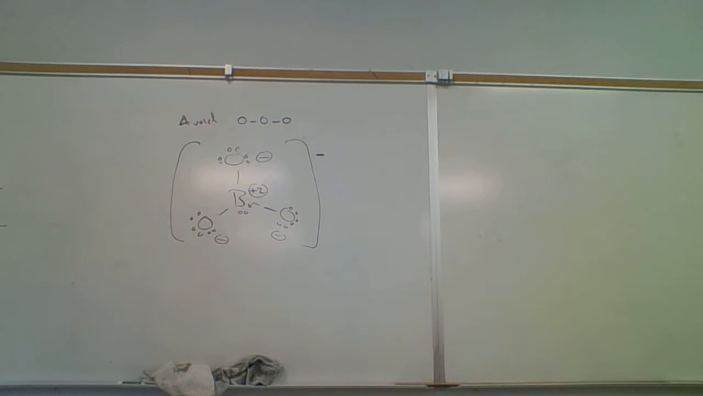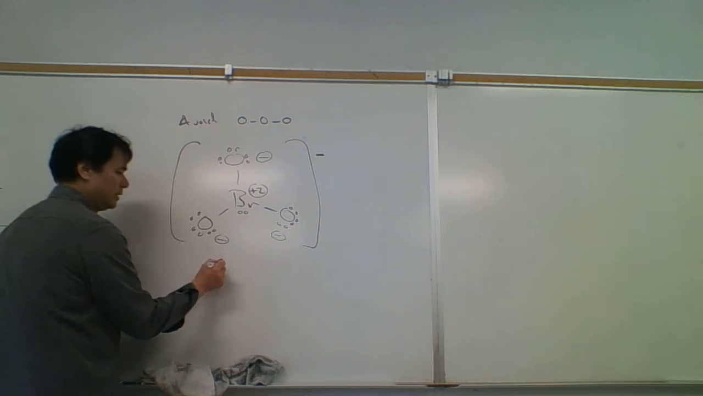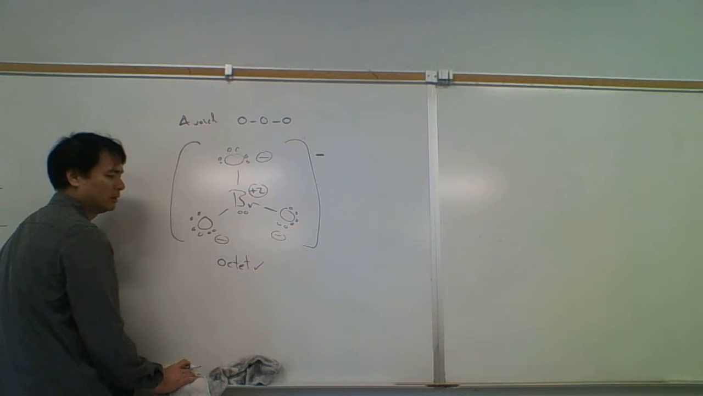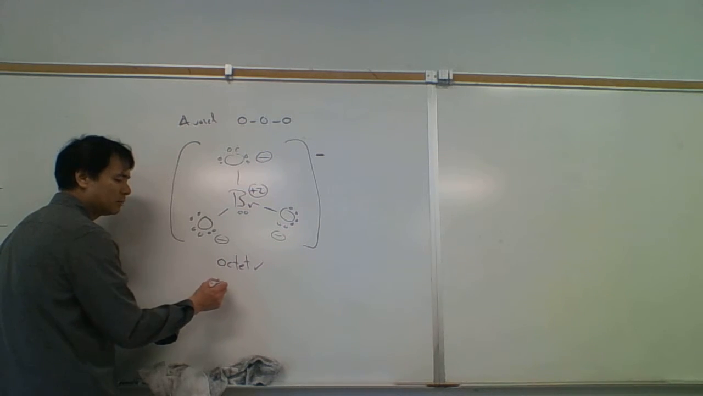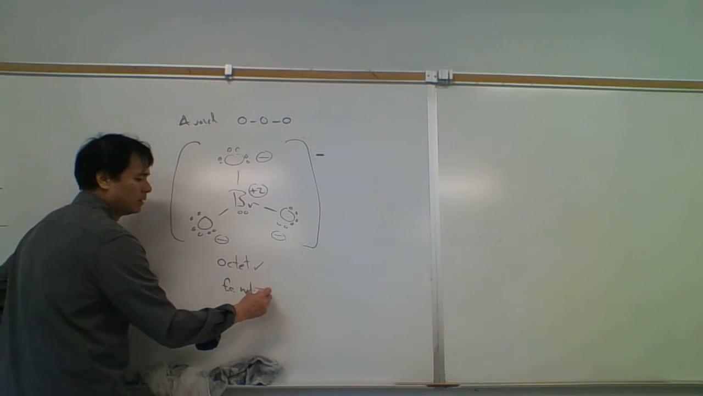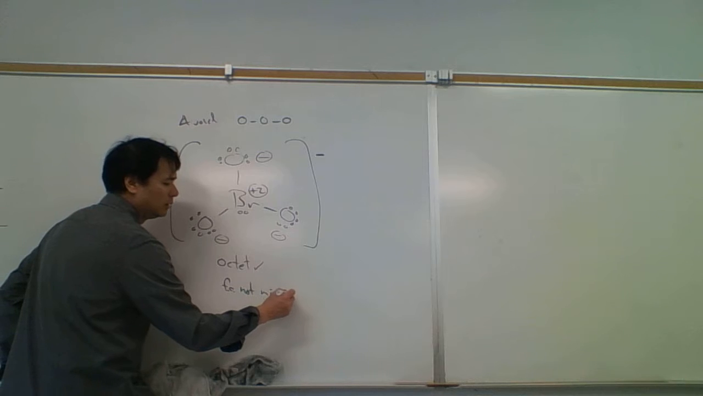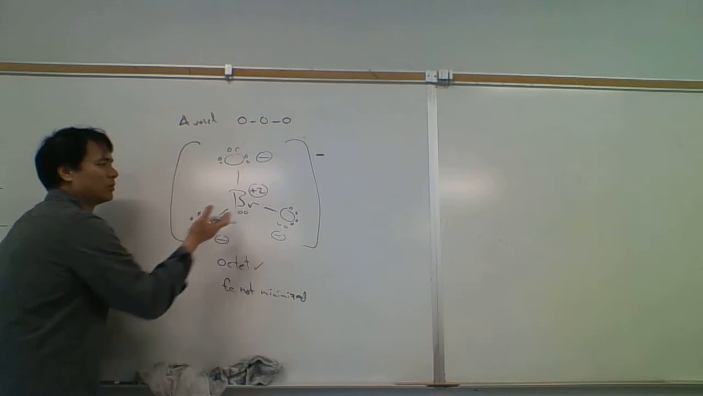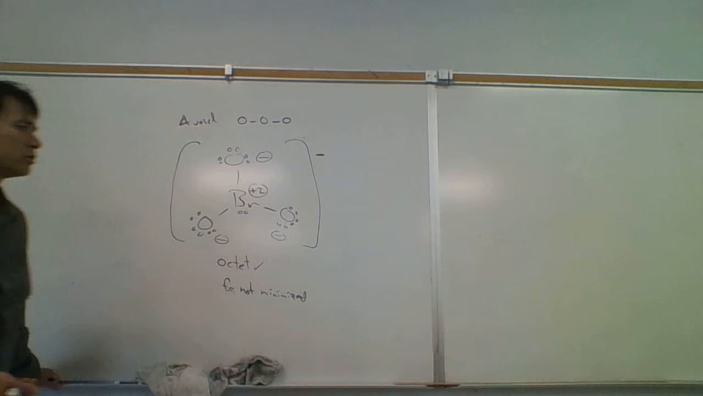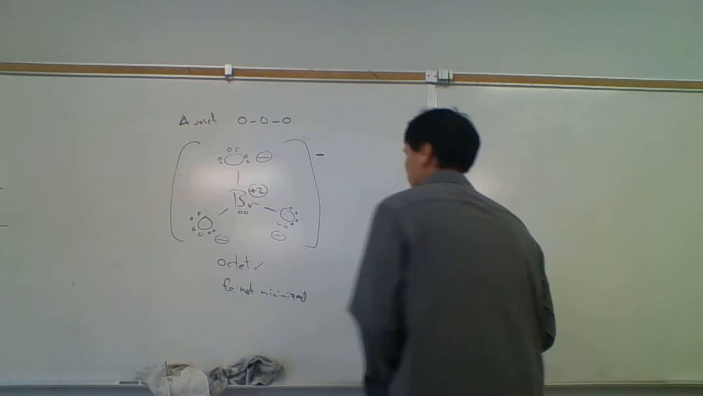And so this is a good structure because the octet rule checks out. We got octets on everything. But it's not so great because the formal charge is not minimized. What this shows is that essentially bromine lost 2 electrons. Those electrons went to the oxygen. The bromine came out short 2 electrons.